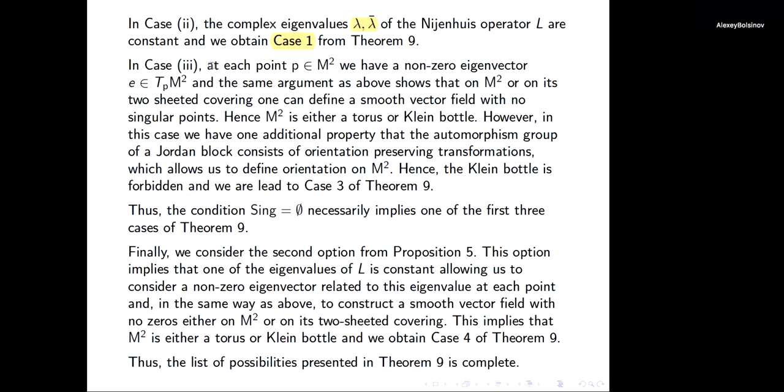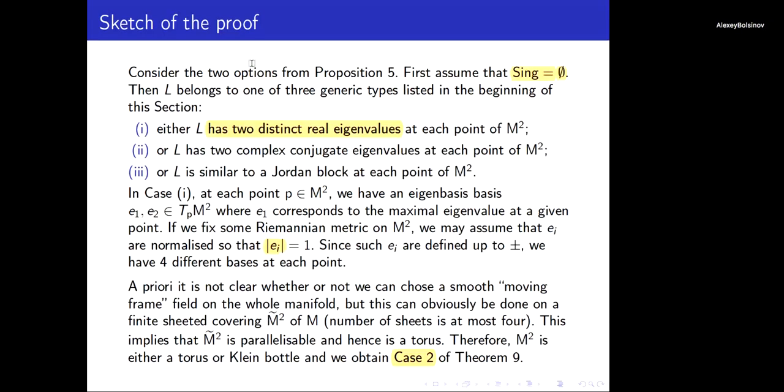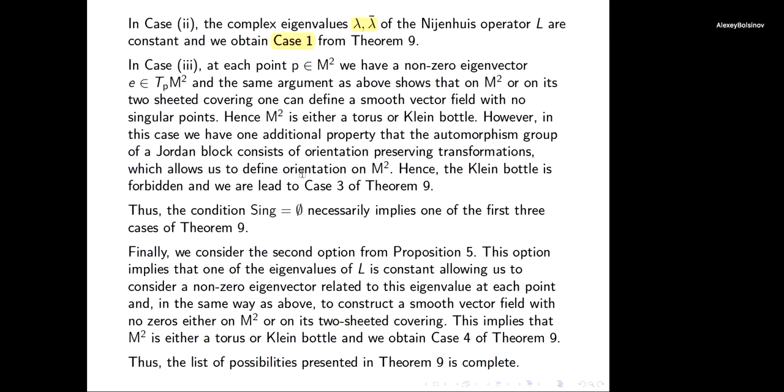So next, what may happen is that at each point, case three, L is similar to a Jordan block. If it is similar to a Jordan block, I have at each point an eigenvector well defined, up to plus minus again. But I can take a two-sheet covering, so that I will get a vector field with no singularities. It means that our manifold is either a torus or a Klein bottle again. But the Klein bottle is not allowed.